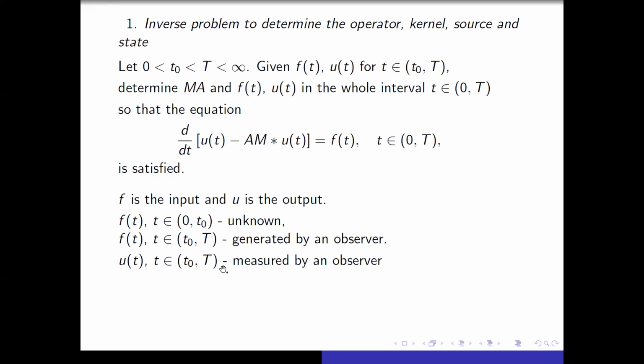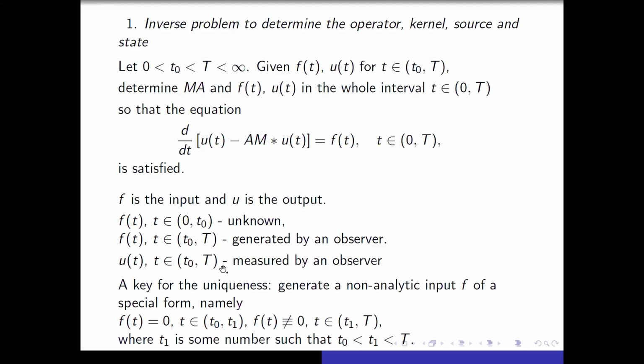From T0 to capital T. And now the key for the uniqueness, according to that general method that I described before, is that we should generate non-analytic input F of special form. Namely, this is 0 from T0 to T1. This is important. And also non-zero from T1 to T, where T1 is some number between T0 and capital T.